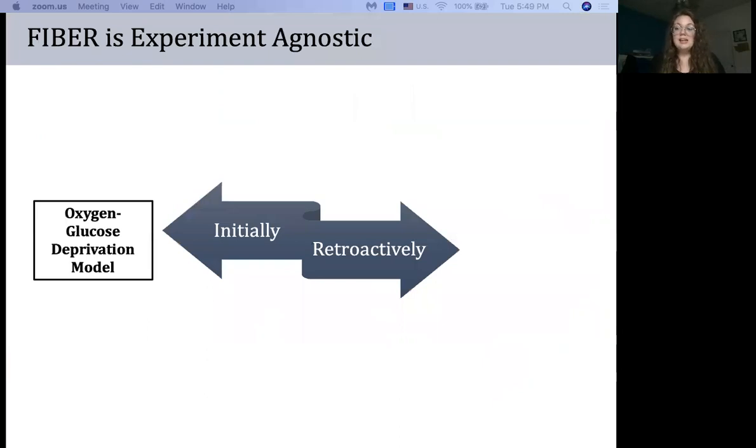So at this point, I'd like to give a more specific example of how we've applied FFiber in two areas. FFiber is experimentally agnostic, so it can be done both initially at the beginning of an experiment and retroactively. So I'm going to show you an example of how we used FFiber initially at the beginning of the oxygen glucose deprivation model experiment that I just explained.